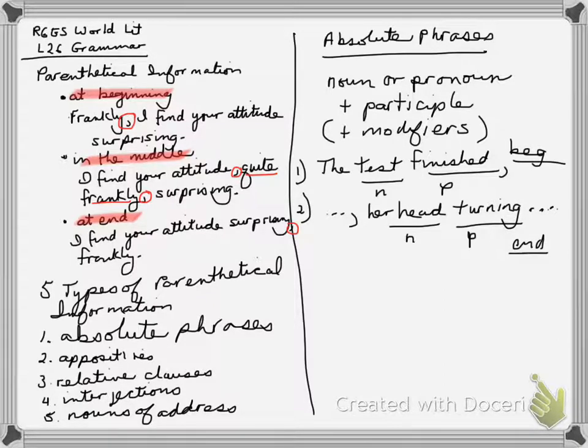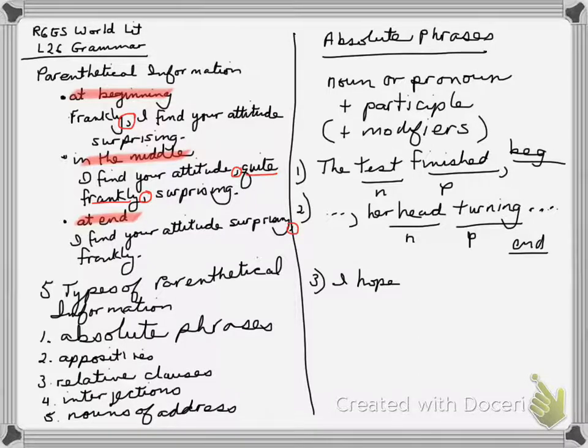A third example: I hope, God willing, to get into Harvard next year. What would that be an example of? That would be an example of having the absolute phrase in the middle. Okay, I hope, that's the subject and verb, to get into Harvard next year. That's the rest of my sentence.